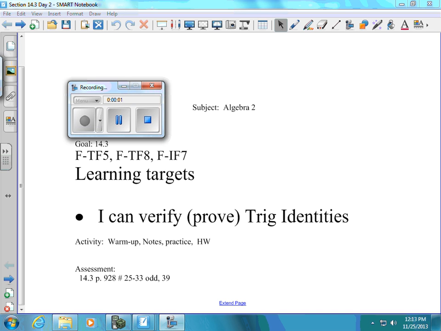Okay, welcome back to the last lesson in chapter 14. We're going to finish up section 14.3. Today we're going to prove or verify trig identities. That's our target for today.